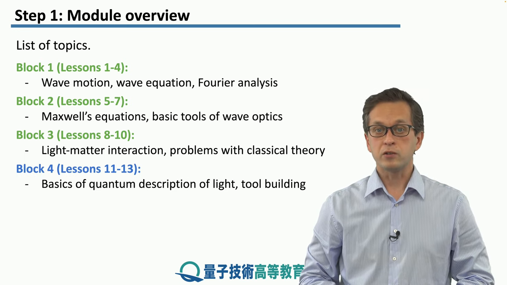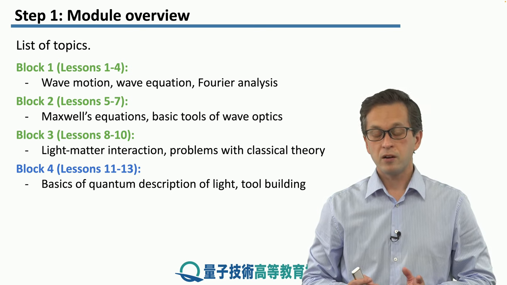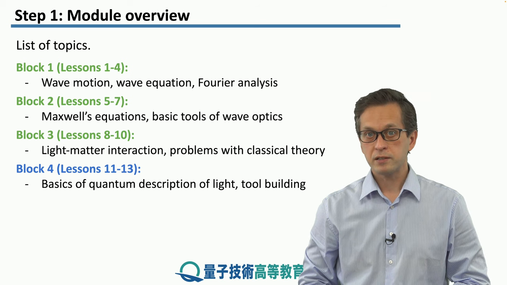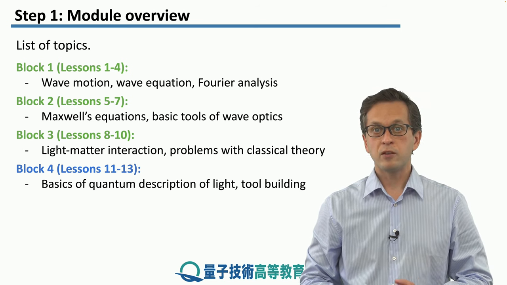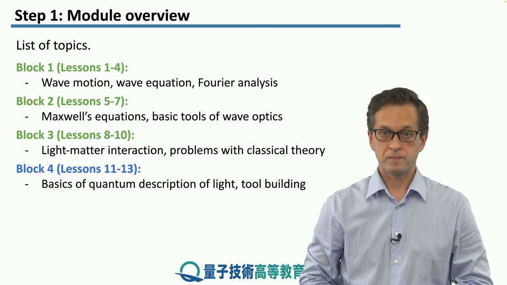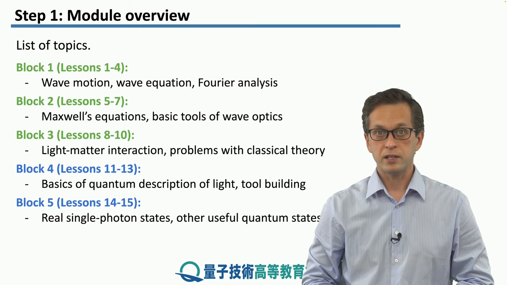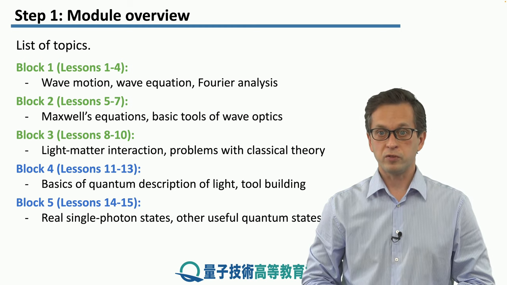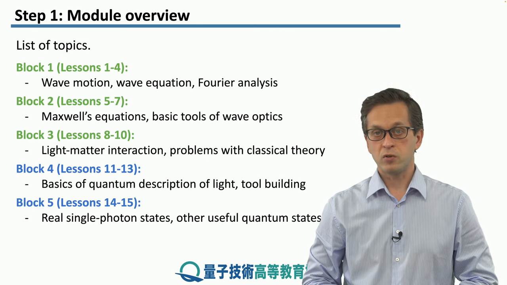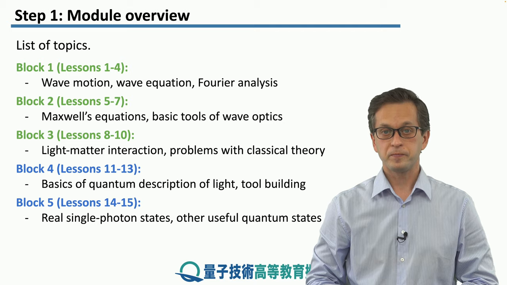Block 4 is going to switch gears and we will introduce our quantum formalism. Here we will consider how to quantize electromagnetic radiation and we will start to build some of the important tools that we will use in later lessons. And finally, in the final blocks, we are going to talk about realistic single photon states, the messengers of quantum information, and also we will consider some other useful states such as coherent states and squeezed states.